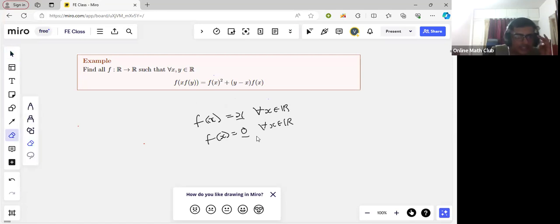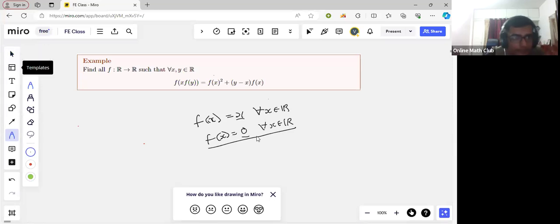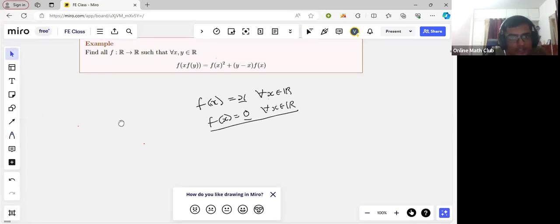So we can try to look at ideas like injectivity, except that this function is not injective. So if we somehow eliminate this function, if we assume that f is not always 0, then we can try ideas like injectivity and surjectivity, right? So then we can try to prove it.